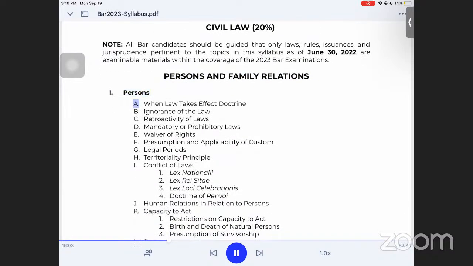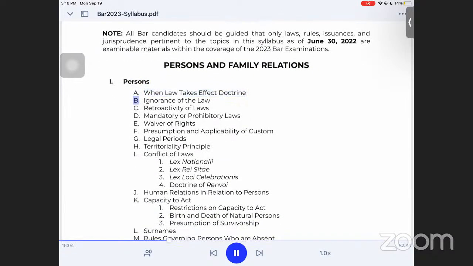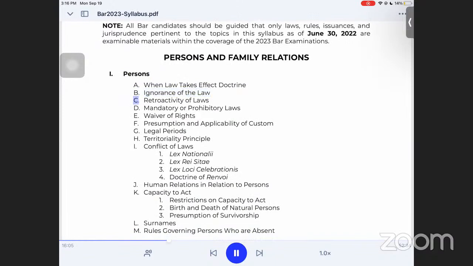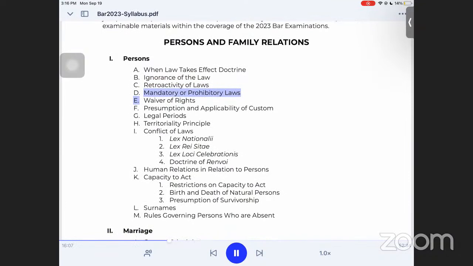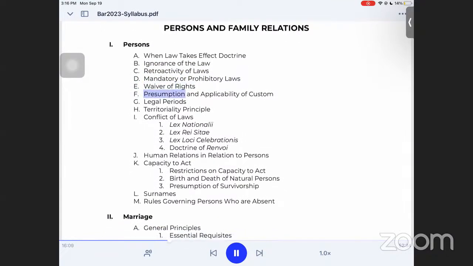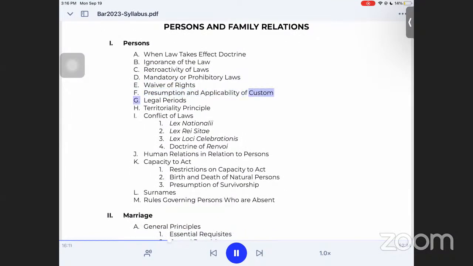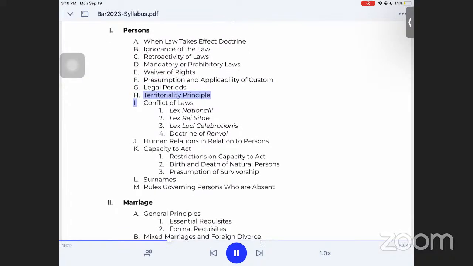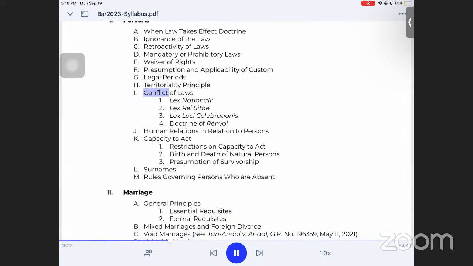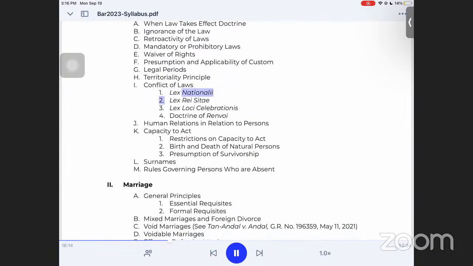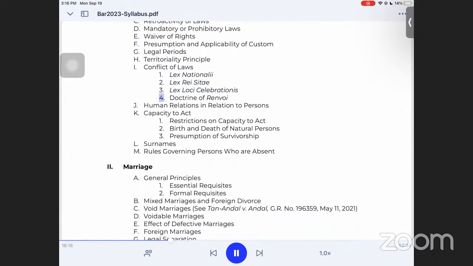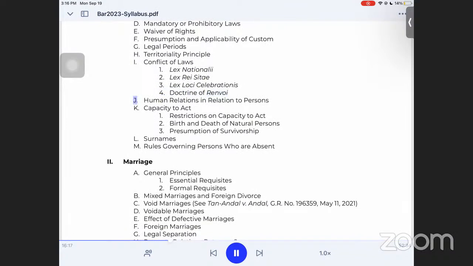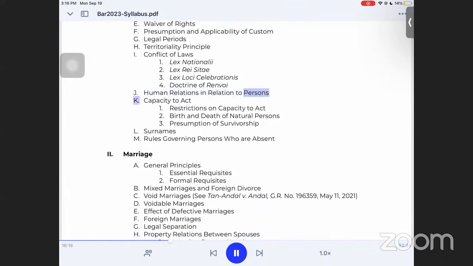I. Persons. A. Effectivity of laws, doctrine. B. Ignorance of the law. C. Retroactivity of laws. D. Mandatory or prohibitory laws. E. Waiver of rights. F. Presumption and applicability of custom. G. Legal periods. H. Territoriality principle. I. Conflict of laws. 1. Lex nationale. 2. Lex rei sitae. 3. Lex loci celebrationis. 4. Doctrine of renvoi. J. Human relations in relation to persons.